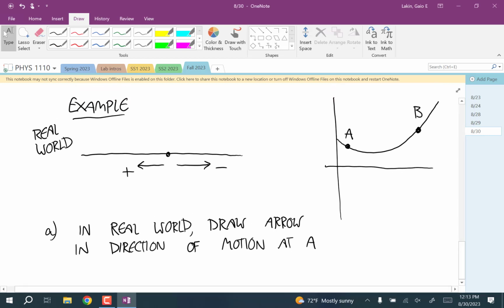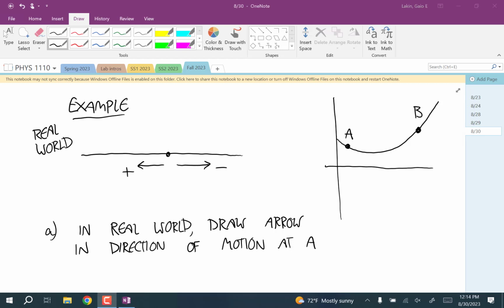But okay, so what you have to do this problem is you have to interpret the sign from the position versus time graph. And then based on the sign that you got for the velocity on the position versus time graph, you have to decide whether it's moving to the left or the right in the real world. Okay? So take a minute and see if you can make that connection.